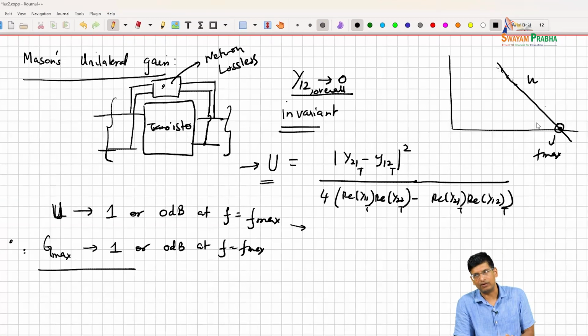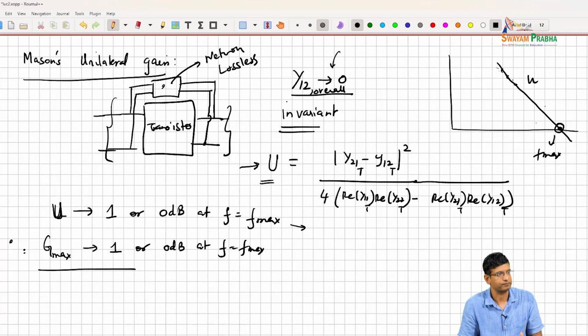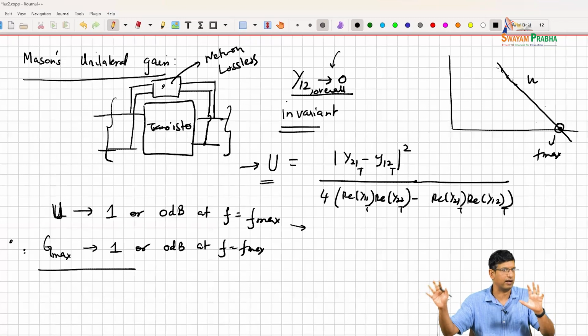But Mason's invariant gain is also not the maximum gain in your system, right? People will call this the maximum unilateral gain, or basically the best gain that you can get if y12 goes to 0, right? So all of these gains in the system are all under very specific conditions. GMATs is where you are not doing anything else to your transistor, you just have a network before and after, right?